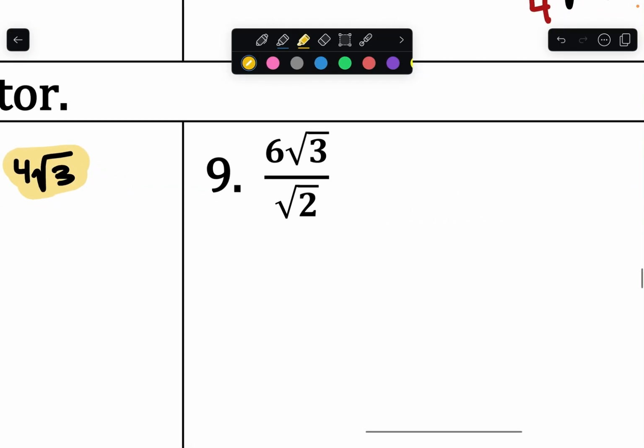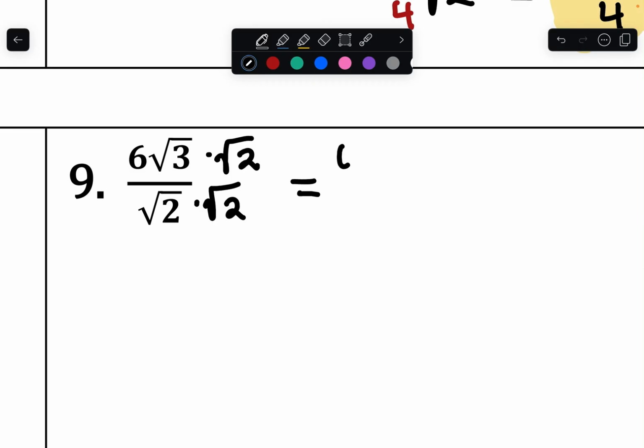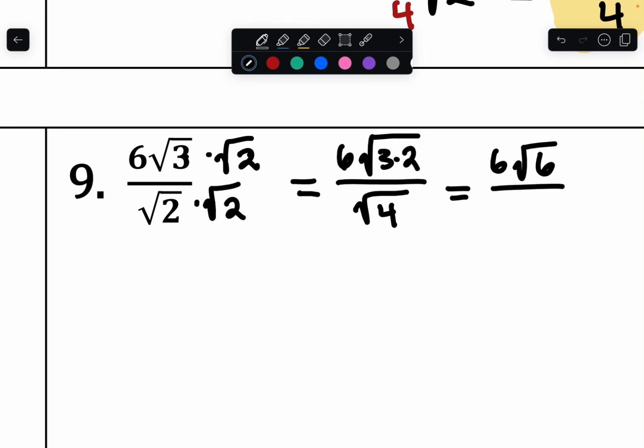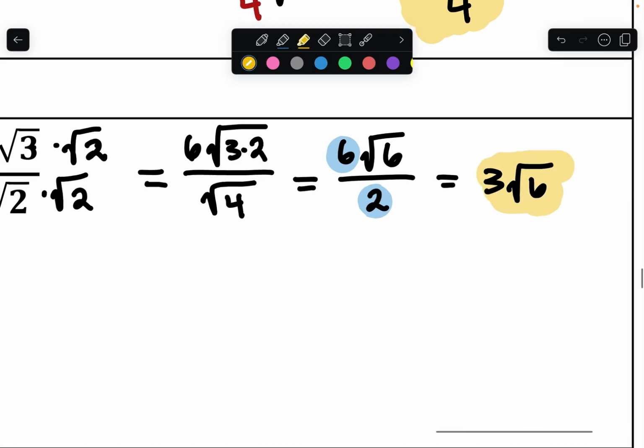Okay, looking at number 9, multiply top and bottom by square root of 2. So on top, I get 6, and then square root of 3 times square root of 2 can combine under one radical. And then we get square root of 4 on bottom. That gives me 6 square roots of 6 on top, and then just a 2 on bottom. And now my two numbers outside the radical, 6 and 2, can simplify to 3 square roots of 6. 6 does not have any perfect square factors, and so we are done.